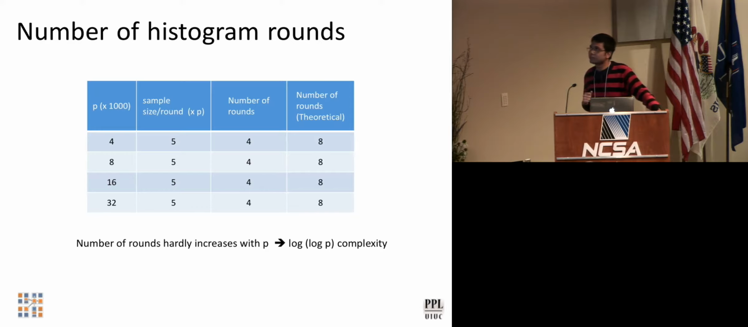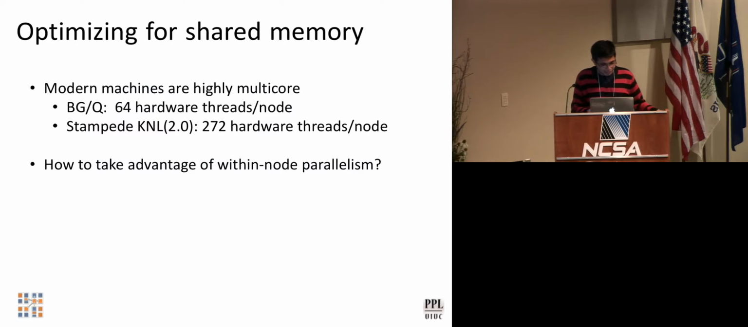So we experimented with the number of histogram rounds to confirm what we saw with our theoretical results, and we kept the sample size of about 5 from each processor. So every processor just picks 5 keys from its input data. And we observe that the number of rounds never really changes with increasing p, and that's sort of expected because the number of rounds that the theoretical analysis says is of log p complexity, and that hardly ever increases. So that's why you see constant data in the table.